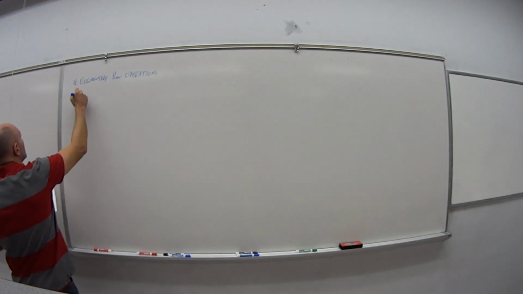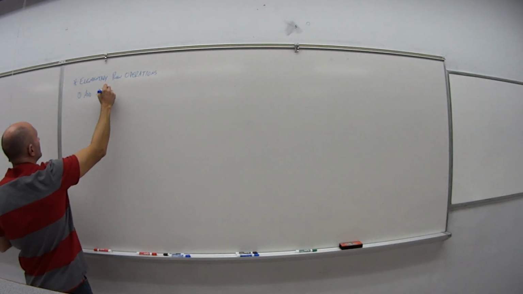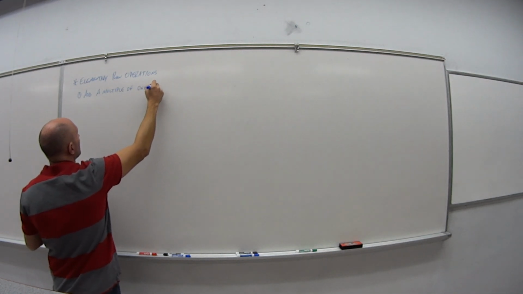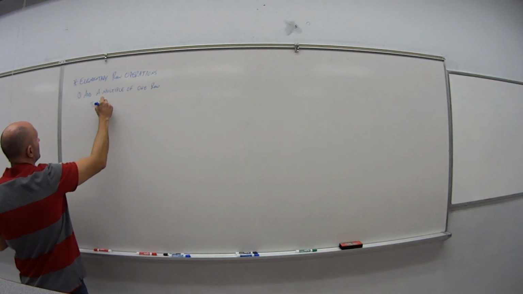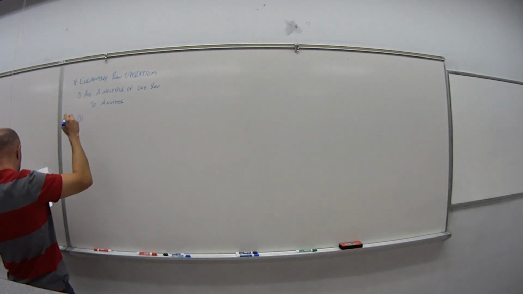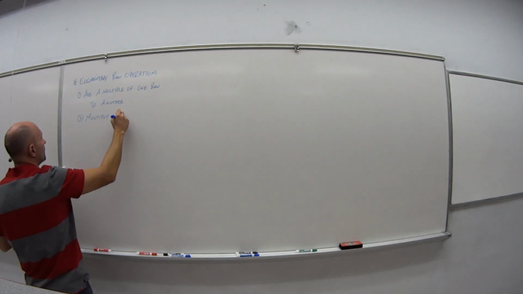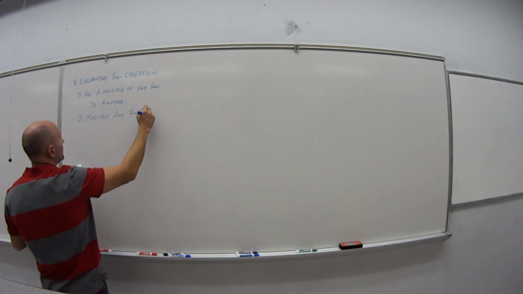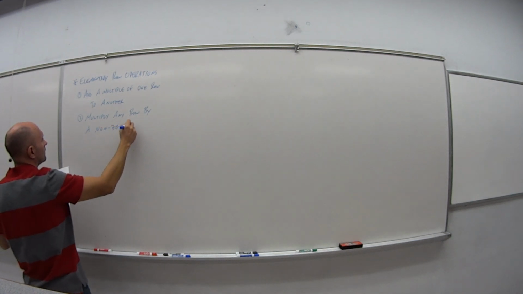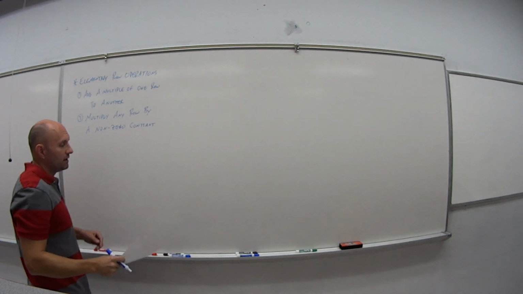The first is we can add a multiple of one row to another. Second, we can multiply any row by a non-zero constant. So that could be an integer, it could be a fraction, it could be any value we want.